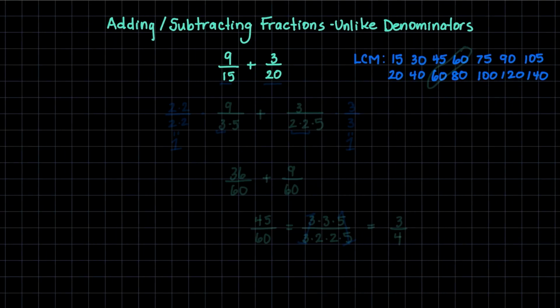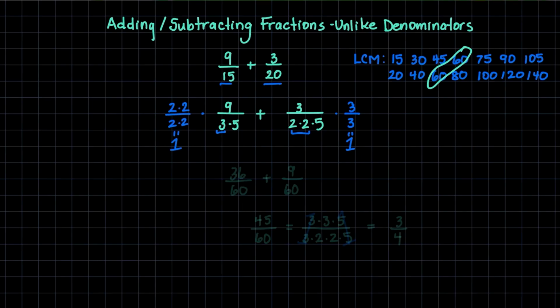Now we're adding 9/15 plus 3/20. Again, not the same size pieces, so we're going to make them the same size pieces. I've already written out the multiplication facts, and our least common multiple is 60. So I'm going to rewrite 15 as 3 times 5 and 20 as 2 times 2 times 5. They both have a 5, so great. This one has a 3. This one is missing a 3. This has 2 2s. This one's missing 2 2s.